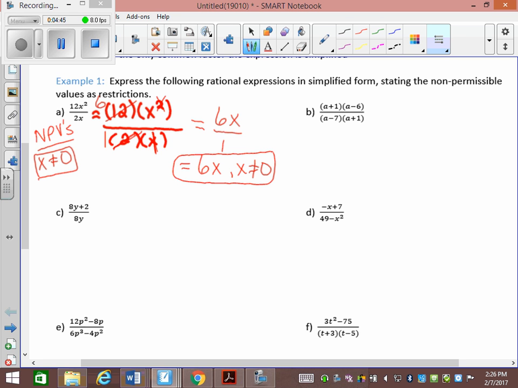Let's look at B. So GCF or difference of squares, they're already factored. So that's good. Now some people start going all crazy with their canceling. So they're like, I got an A, an A, an A, an A, an A. First off, we have stated non-permissible values. You shouldn't be canceling, right?